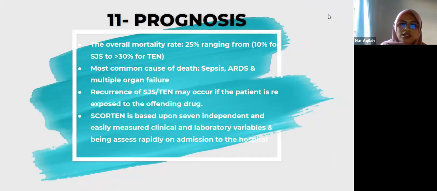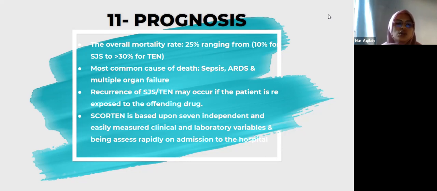Okay, so the last one is the prognosis. The overall mortality rate is 25%, ranging from 10% for SJS to more than 30% for TEN. The most common causes of death in these patients are sepsis, ARDS, and also multiple organ failure. And recurrence of SJS TEN may occur if the patient is re-exposed to the offending drug, like I said before.